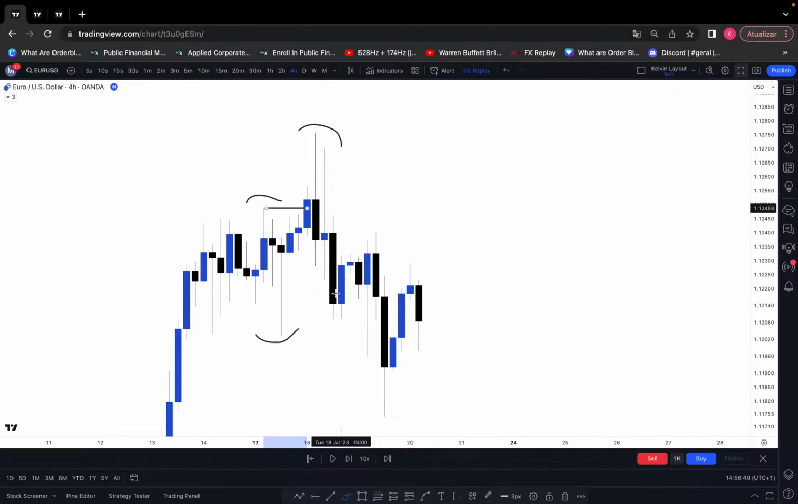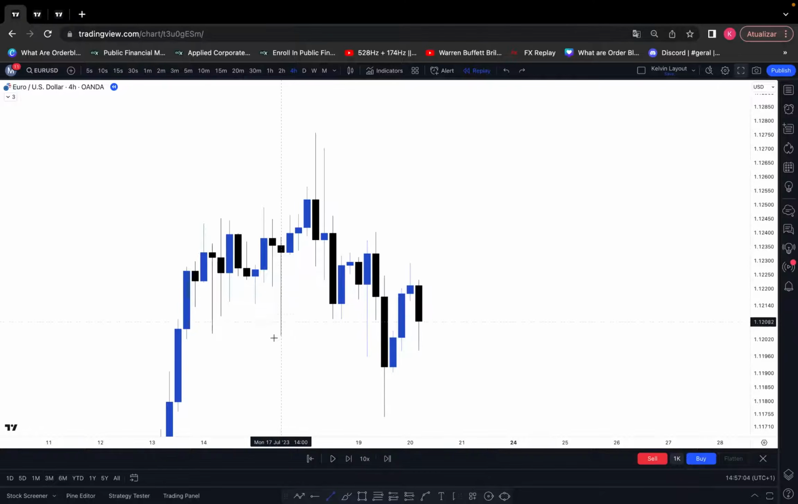But then what happened? Price pulled back into the demand zone. So we were expecting to see price continue to push up to maintain the bullish order flow. But then what happened? This low got violated right here. So this was a beautiful 4-hour change of character.